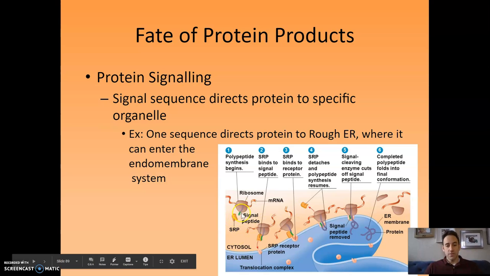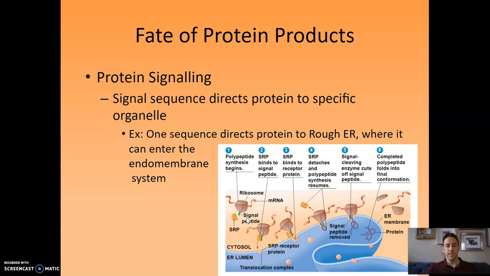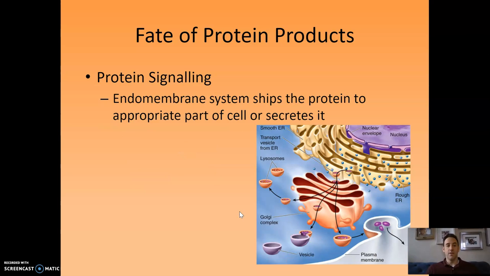If that signal recognition particle was absent, the ribosome would just stay in the cytoplasm and it would be used there. So a glycolysis enzyme, for example, wouldn't have that signal recognition particle. It would just be produced in the cytoplasm, and then the protein would stay in the cytoplasm.